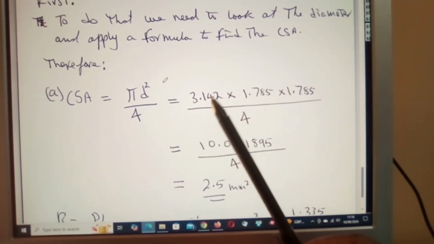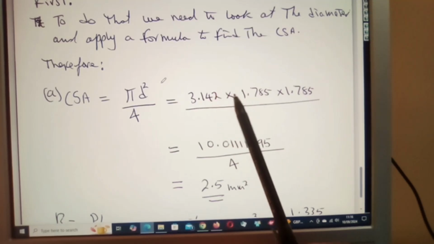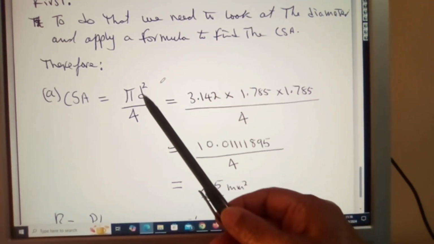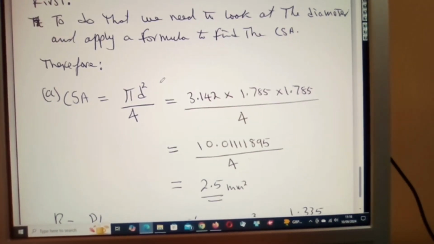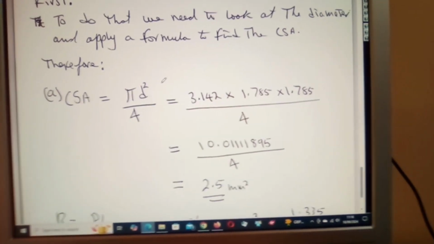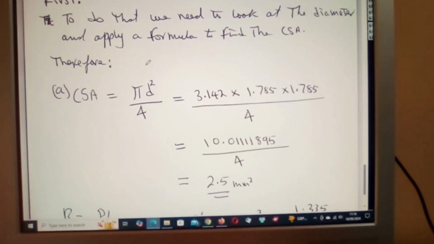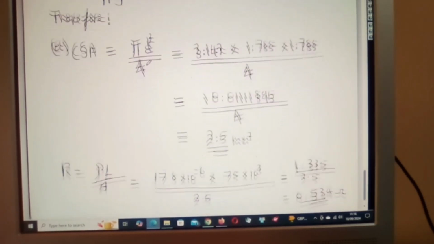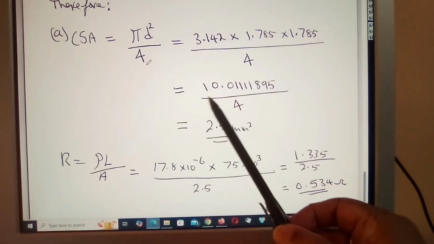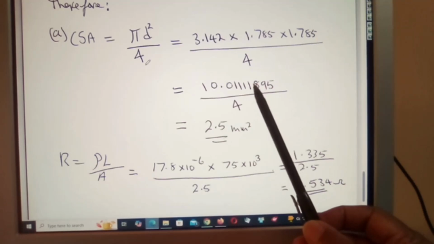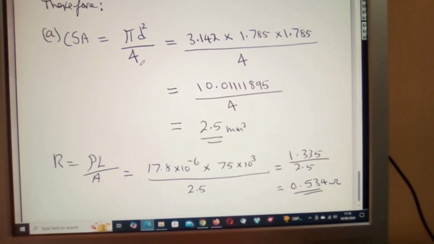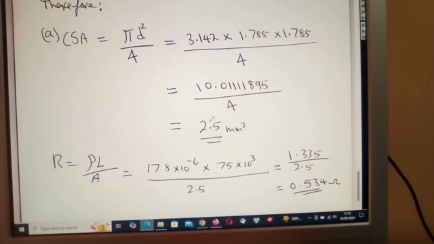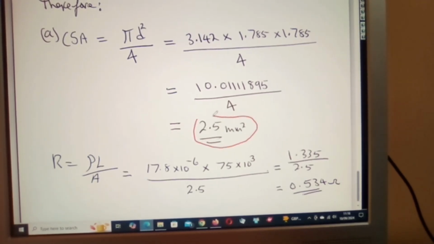But I wanted to show the process as to how we bring our diameter square and multiply it out into its relevant parts. Now that gives us this. Make sure you can arrive at this for yourself. Again, put pen to paper, and we have here our 2.5 millimeters. So we know the cross-sectional area is 2.5 millimeters square.